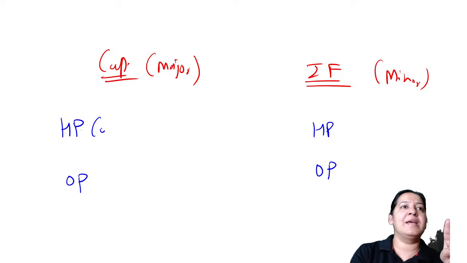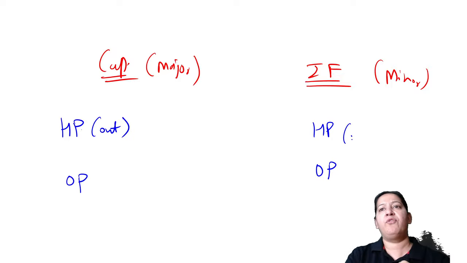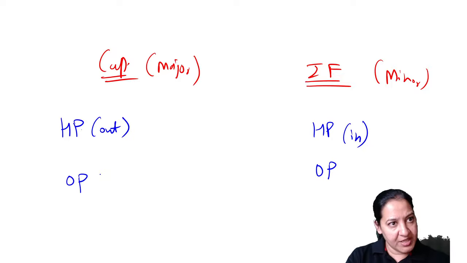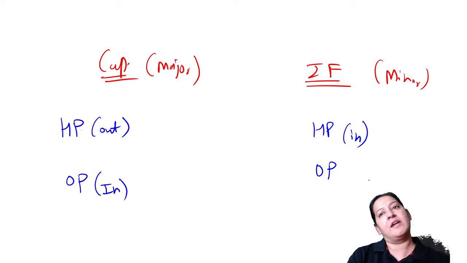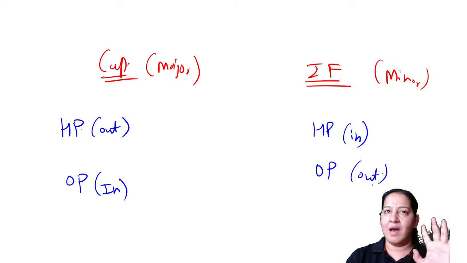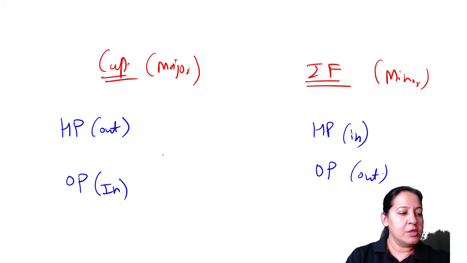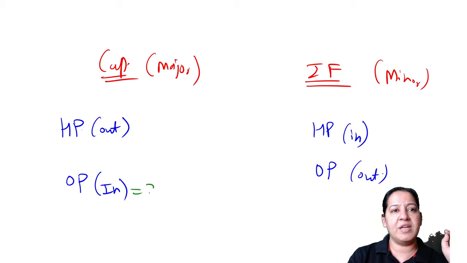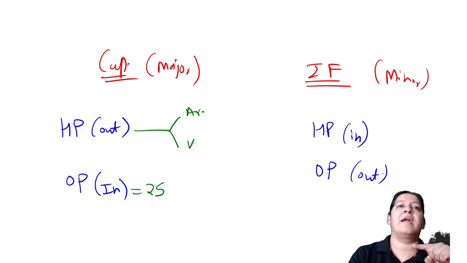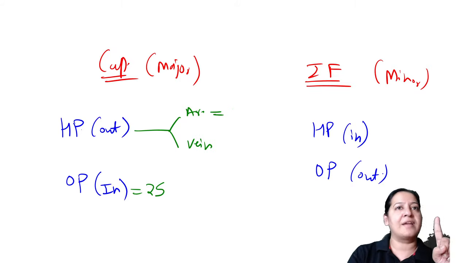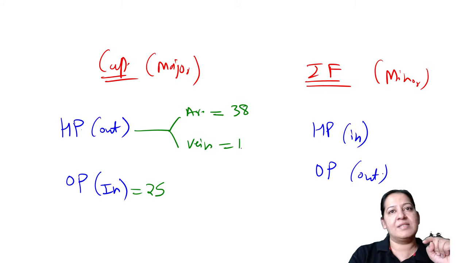Hydrostatic pressure in the capillary is outward, but in interstitial fluid it is inward. Osmotic pressure in the capillary is inward, but in interstitial fluid it is outward. So learn that the arrows are opposite, number one. Learn the values now. Osmotic pressure here is always 25, but the hydrostatic pressure value is different at the arterial end and at the venous end. At the arterial end it is 38. At the venous end it is 12. I guess this is clear to you.